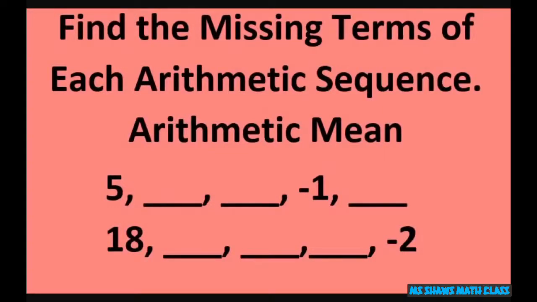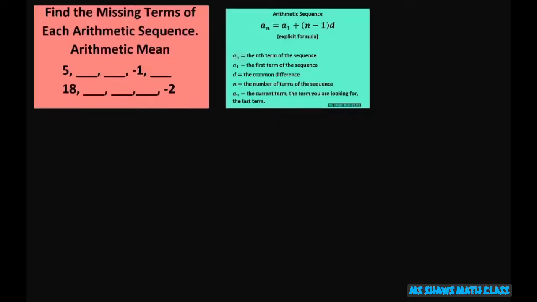Everyone, we're going to find the missing terms of each arithmetic sequence, and it's also known as the arithmetic mean. And we're doing these two problems. I'm going to go ahead and start with the second one first, and then we're going to do that one. So basically what we're going to use is this formula here, and it's given here, and we're going to find the common difference.